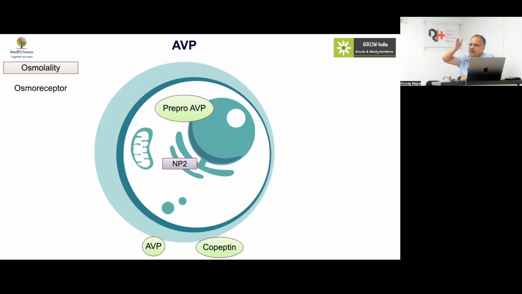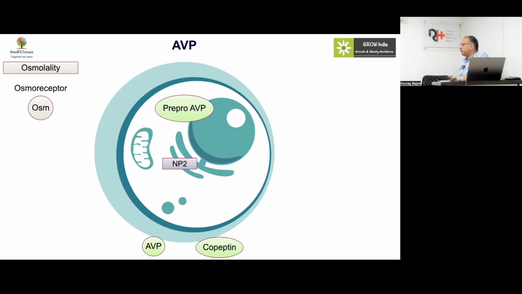So at 280, you have got no AVP. At 283, 284, your AVP suddenly starts increasing. At 295 to 300, the levels are very high. So it's less than 10%. A 1 to 2% change also will have an impact, and the maximum variation is 10%. So osmolality is a very, very important regulator of vasopressin regulation.